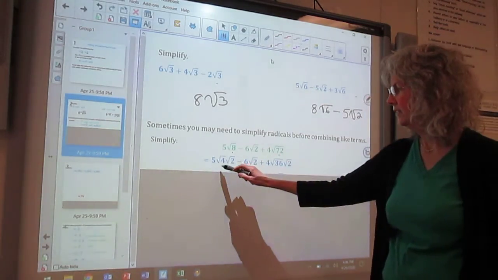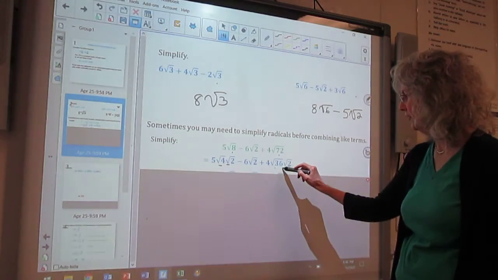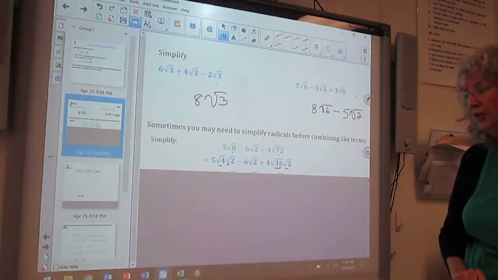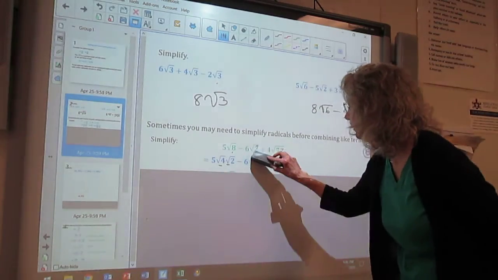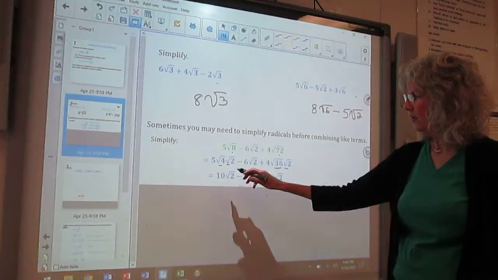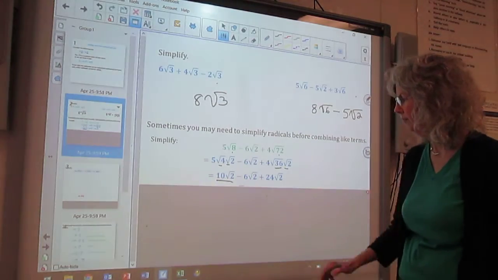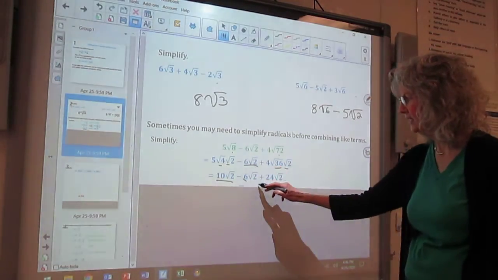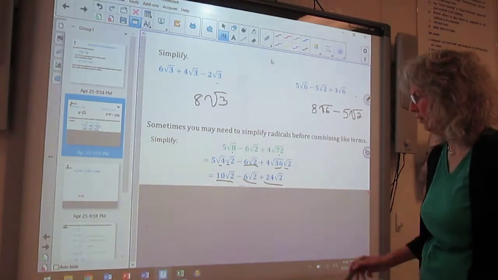The square root of 8 is the square root of 4 times the square root of 2. The square root of 72 is the square root of 36 times the square root of 2. And 6 the square root of 2 cannot be simplified. Square root of 4 is 2, so we end up with 10 the square root of 2 there. 6 the square root of 2 stays. Square root of 36 is 6. We end up with 24 the square root of 2.